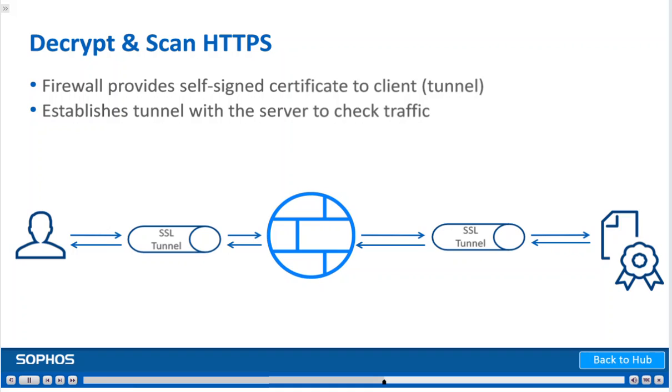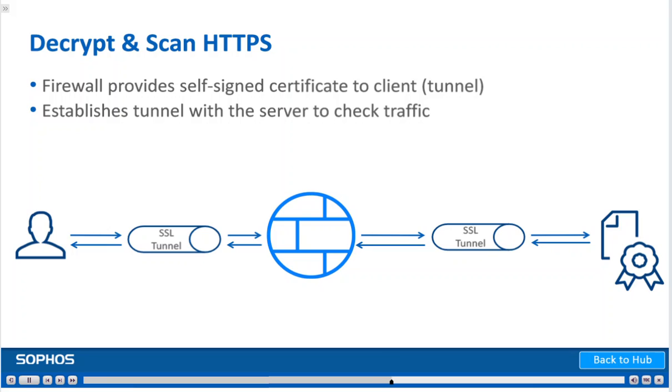When a user accesses a website over HTTPS, they usually create a secure tunnel between their computer all the way to the web server where the website is being hosted. With Decrypt and Scan, the secure tunnel is only created to the Sophos XG Firewall. To be able to scan HTTPS traffic, the XG Firewall decrypts and scans the content, then encrypts it and sends it on to the user.